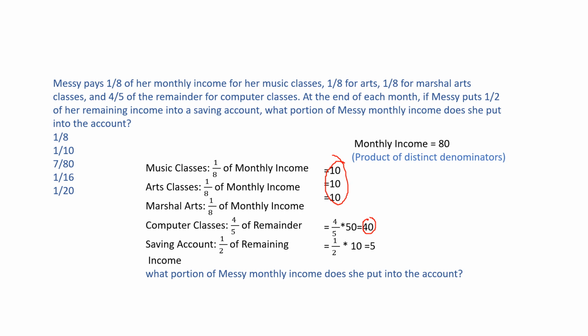Okay, now the question asks what portion of her income does she put into the account? So that is 5/80, which equals 1/16. So that's the answer to your question.